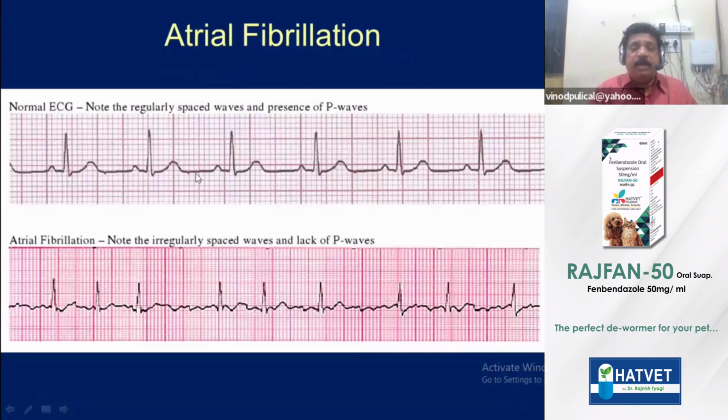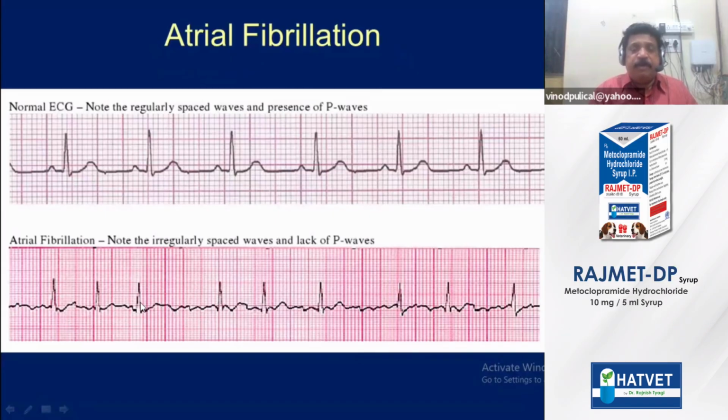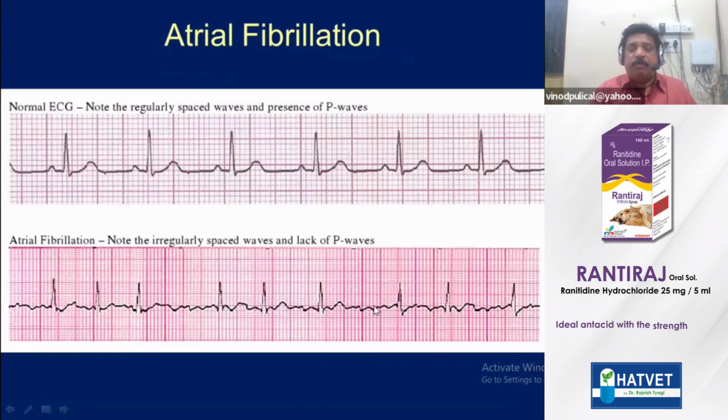See, this is a normal ECG, and here you can see the atrial fibrillation. You cannot see any P wave here, and abnormal waves in between the two sinus complexes. So the baseline will be abnormal.